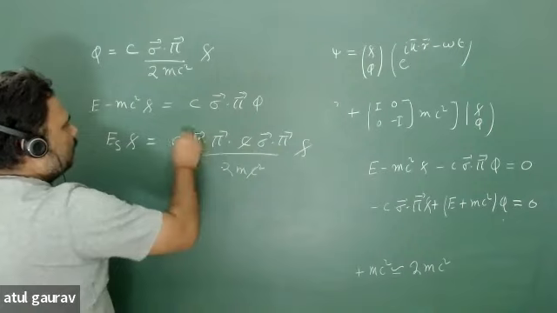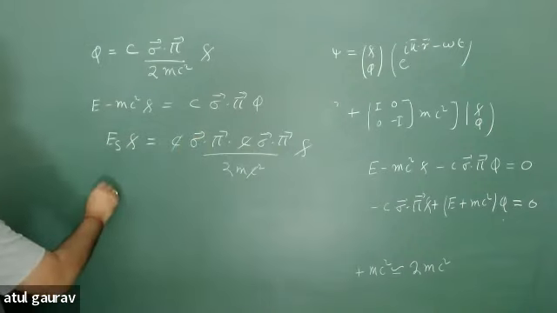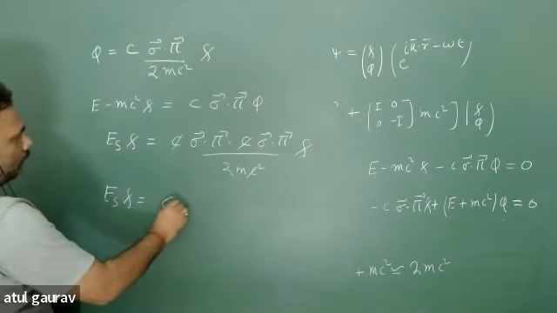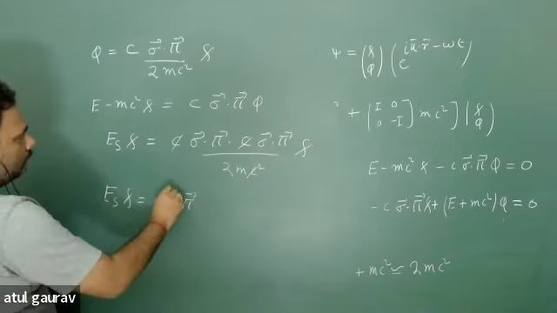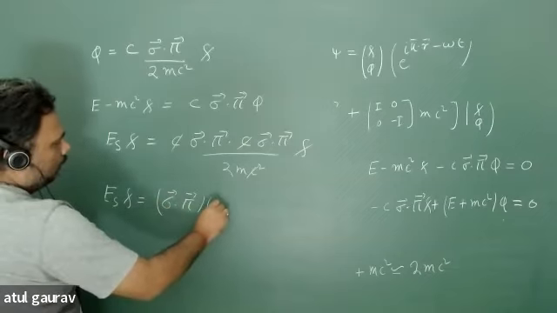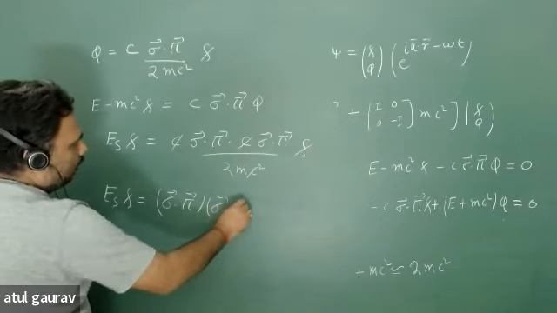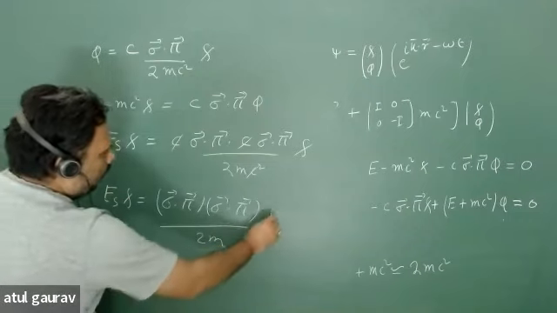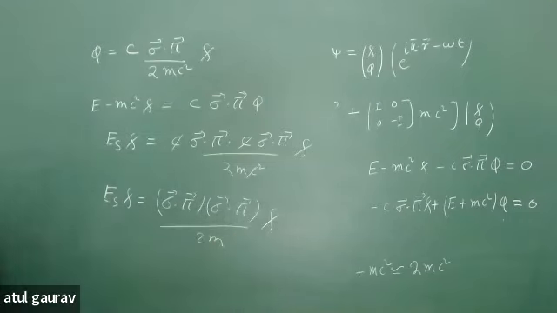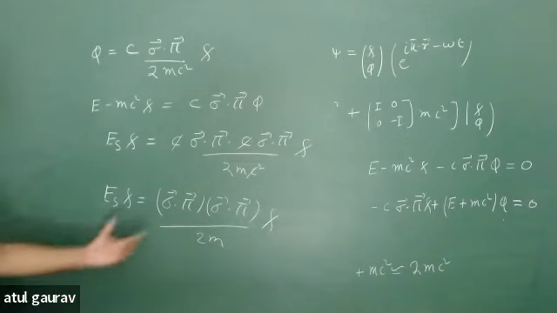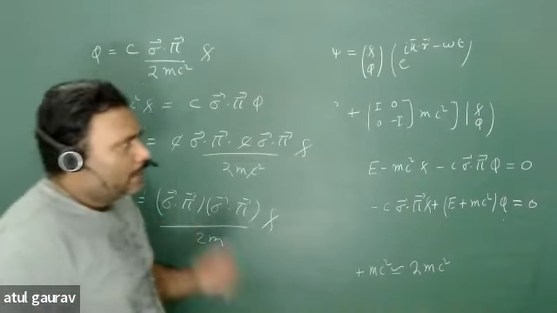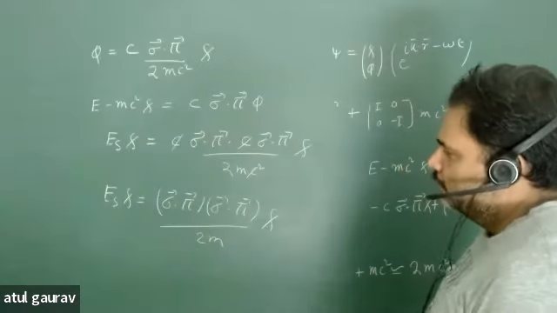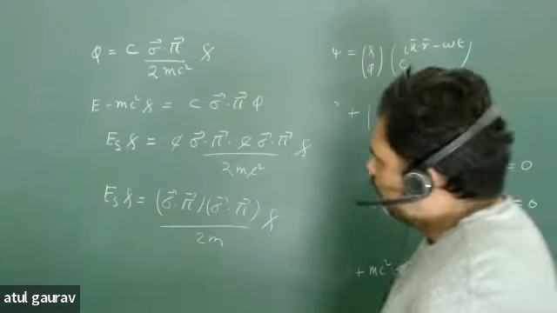This c² will cancel out, and you have this kinetic energy in the form of (σ·π)(σ·π) by 2m χ. And look at this, it is something like p²/2m. Are you getting my point? The symmetry is exactly the same, isn't it? Yes, sir.